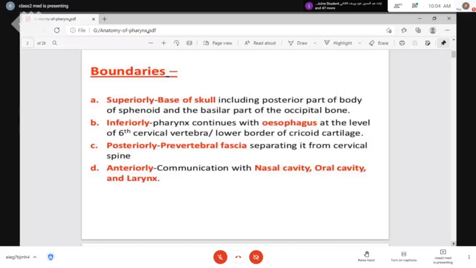Posteriorly, prevertebral fascia separates it from the cervical spine, and anteriorly, communication with the nasal cavity, oral cavity, and the larynx.